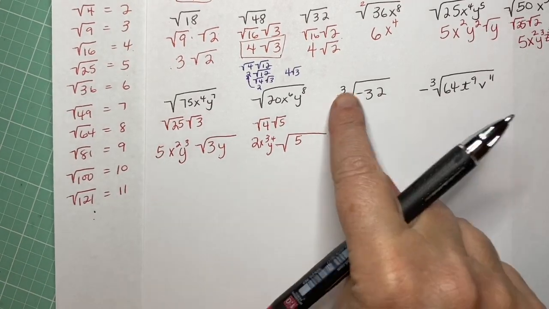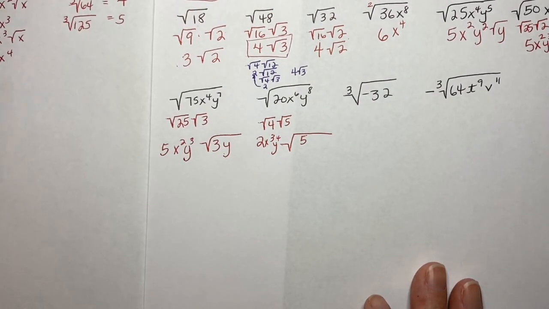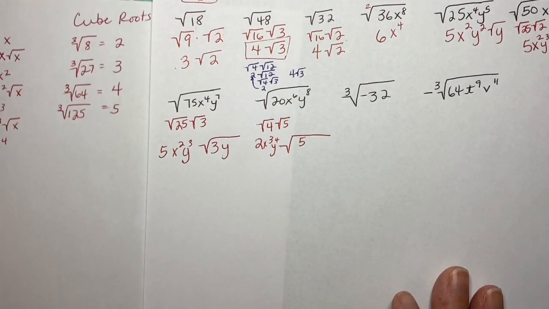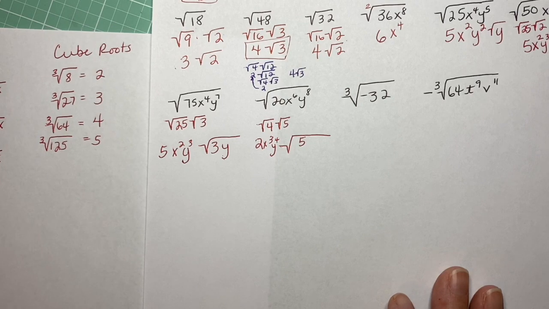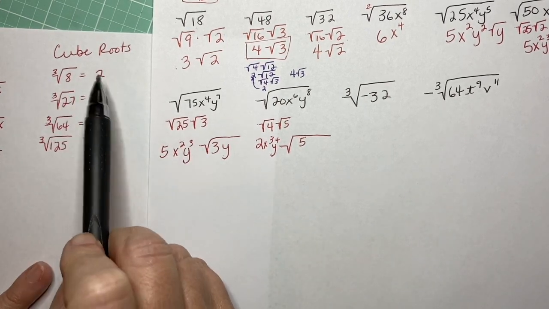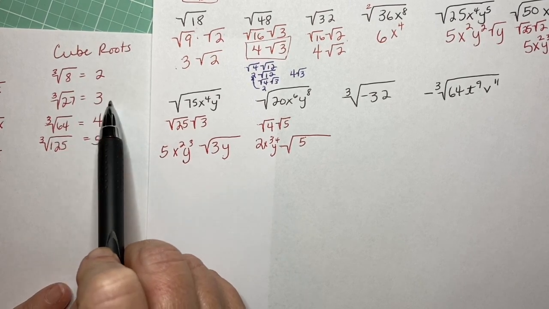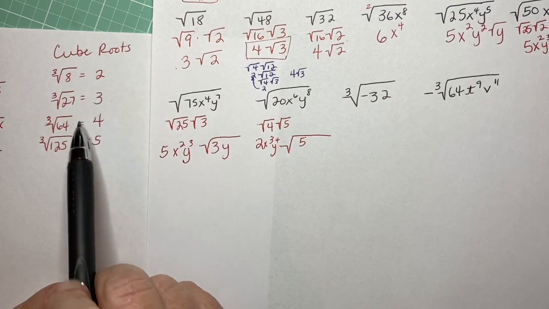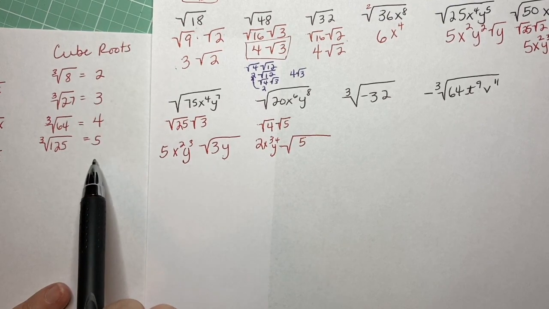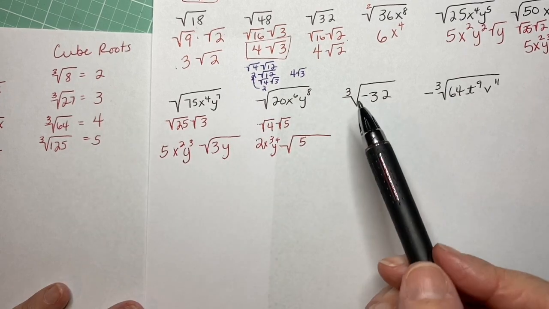okay, and then these last 2 are cube roots. So I just want you to think about those. I slid over here and wrote our cube roots. Whoops, let me pull them down now. And so we talked about our cube roots last time too. So the cube root of 8 is 2 because 2 times 2 times 2 is 8. The cube root of 27 is 3 because 3 times 3 times 3 is 27, 4 and 5 and so on. So we're going to do these the same way.